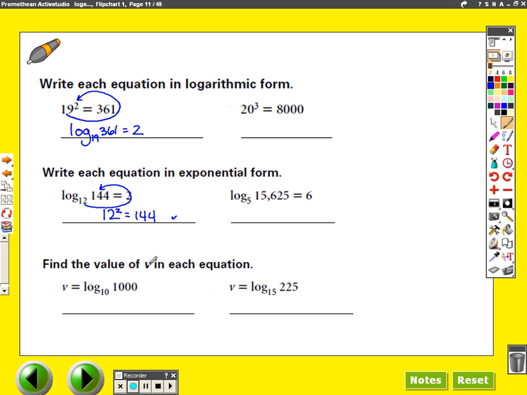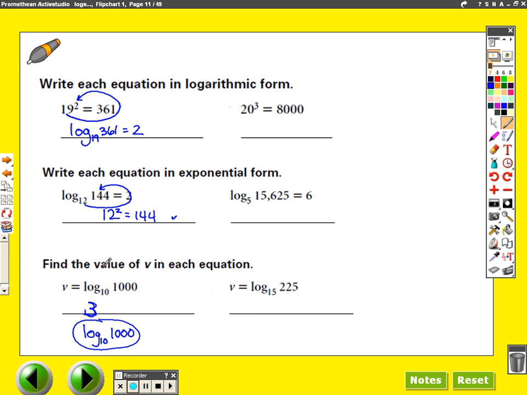All right, find the value of v in each equation. And you're going to see, I want you to be able to do this even without the v. So if I just gave you log base 10 of 1000, I want you to be able to evaluate. And the question we're asking, 10 to what power gives me 1000? 10 times 10 times 10, so the power of 3. So I can replace this whole chunk right here, log base 10 of 1000, with 3. This is much simpler to work with. So this is considered evaluating, or finding the value.